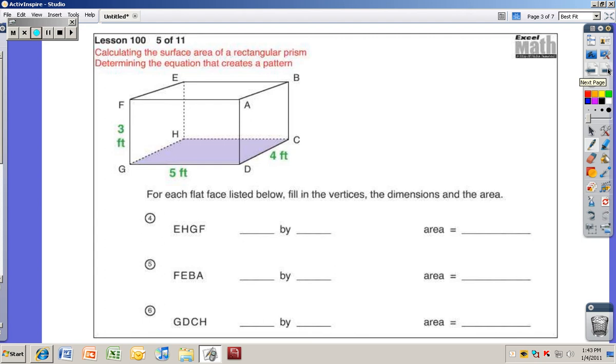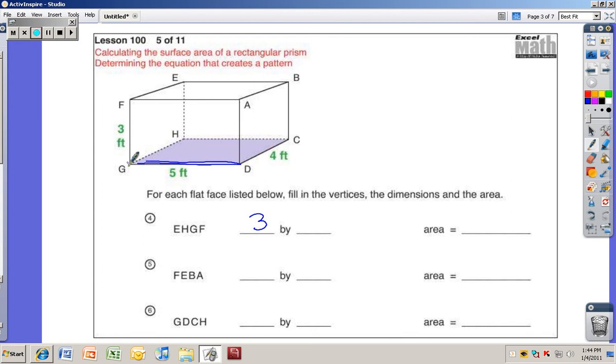Okay, you guys ready to help me out on this? Come on, you can do it. Emma, EHGF. Can you see where that rectangle is? What are the measurements of EHGF? 3, 5, and 3 what? 3, 5. Well, 5 is this line right here.